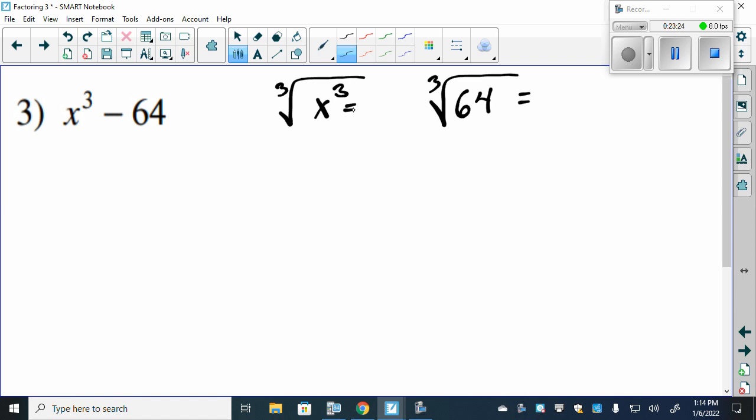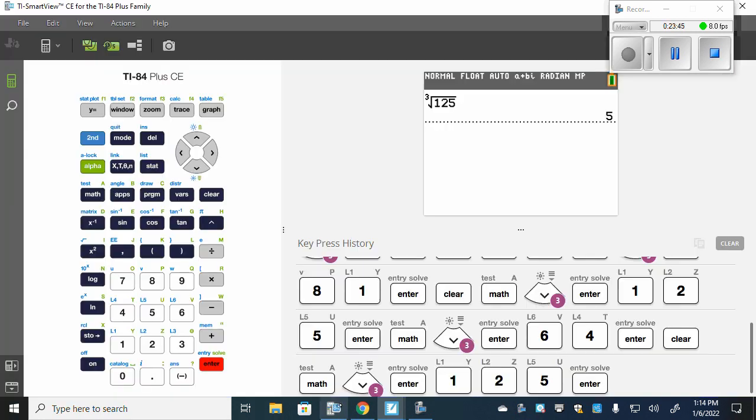We're going to take the cubed root of both of them so that, one, we get the two terms that we need, and the other is to see if it is a difference of perfect cubes. Well, the cubed root of x to the third is just x. Now the cubed root of 64, if we go over to the calculator, we can plug it in and check and see what it is.